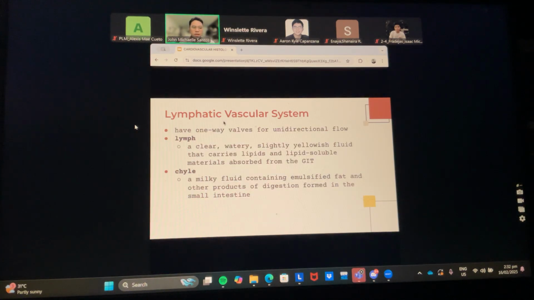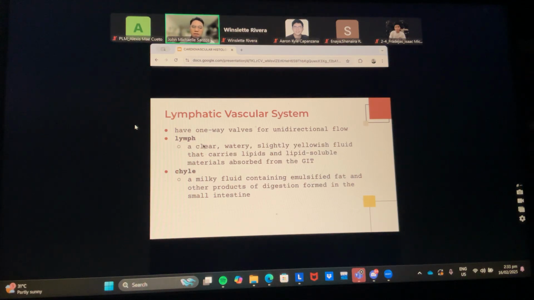And then, ayan, so since your lymph is comprised of your lymphatic vessels, of course, there is a correlation of your lymphoid system and your vascular system. So we have the lymphatic vascular system, which has a one-way valve for unidirectional flow, just like your veins.